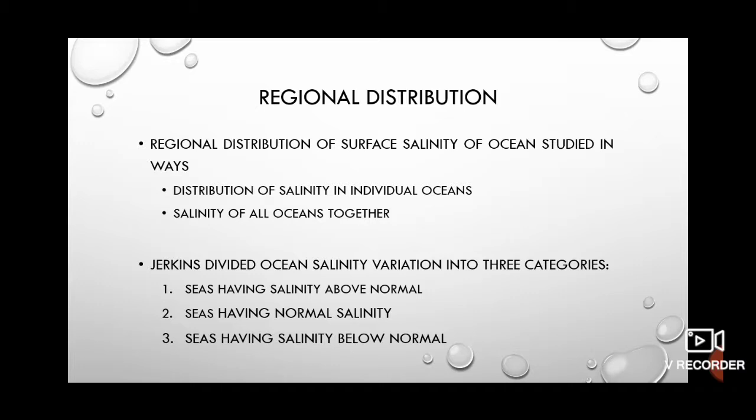Category 2 is the seas having normal salinity. You can take the cases of the Caribbean Sea, Gulf of Mexico and Gulf of California under this category. Category 3 is the seas having salinity below normal. Arctic Ocean, China Sea, Japan Sea, Bering Sea, Andaman Sea and English Channel are some of the seas having salinity slightly below the normal level. At the same time, you can experience a very low salinity in the Baltic Sea and the Hudson Bay.